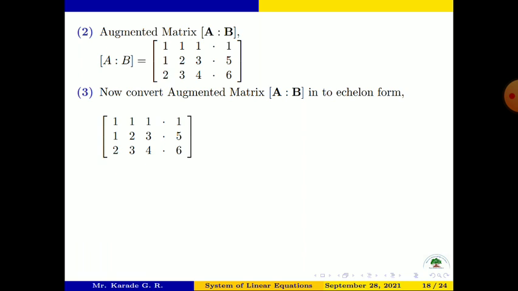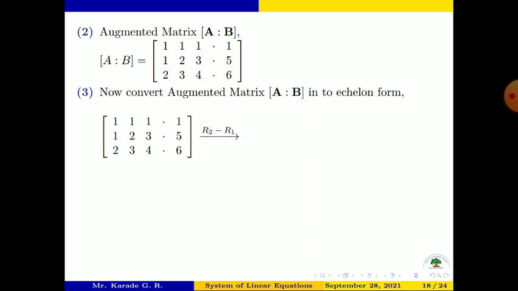For that, consider augmented matrix AB, R2 minus R1. Means we have to convert this augmented matrix into echelon form. Our first row operation must be R2 minus R1, second row minus first row. In the first row there is a leading one, all elements below that leading one must be 0. So A11 is a 1 and it is a leading one, all elements below that leading one must be 0. So we have to make A21 element 0.